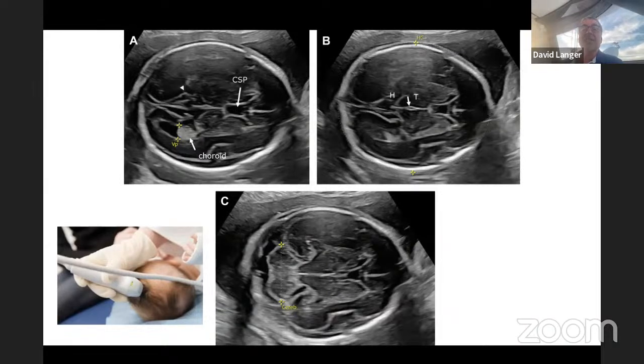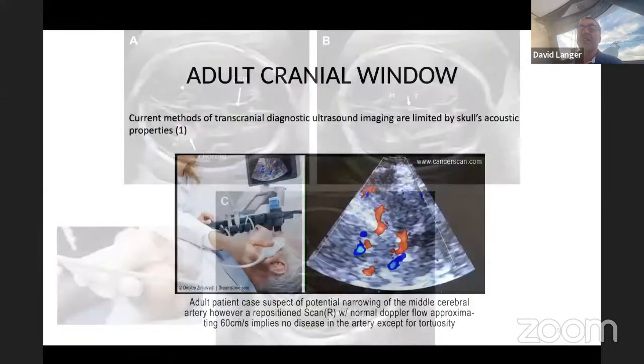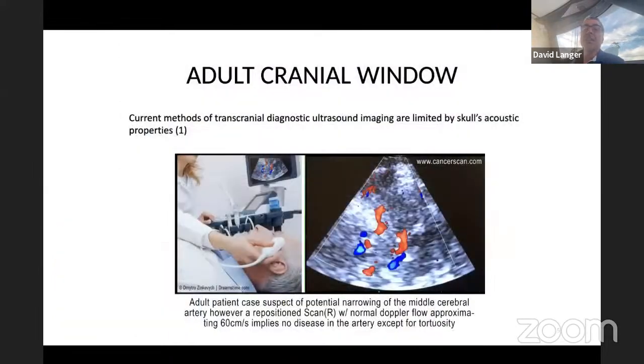This is a diagnostic technique. Here's a choroid plexus papilloma. We've been using ultrasound for years. Why not use it in adults? The reason we haven't been able to is because we've been limited by the skull.